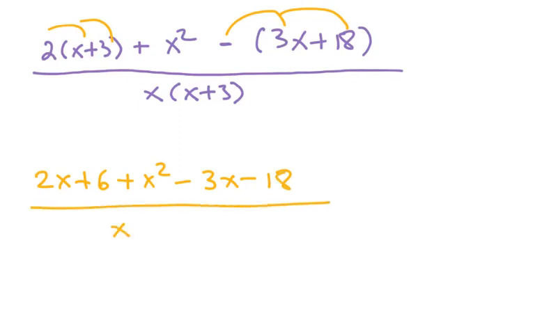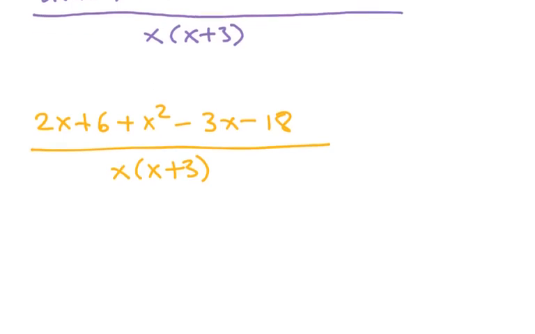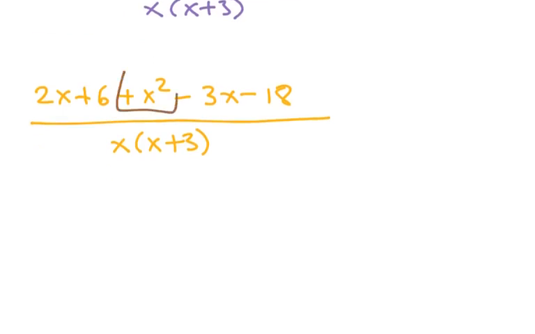Again, do not clean up the bottom. Leave it as x times x plus 3. If there's a factor that they share in common, it will emerge. So next up, we're going to clean this up. There's only one x squared term. We usually like to write the x squared term first.